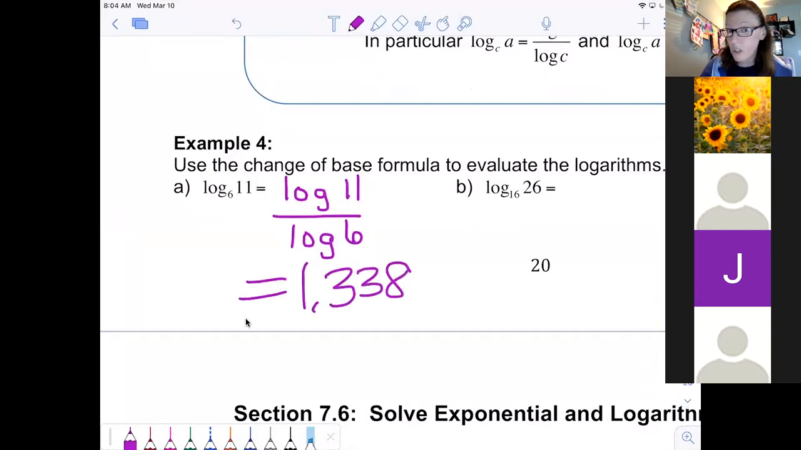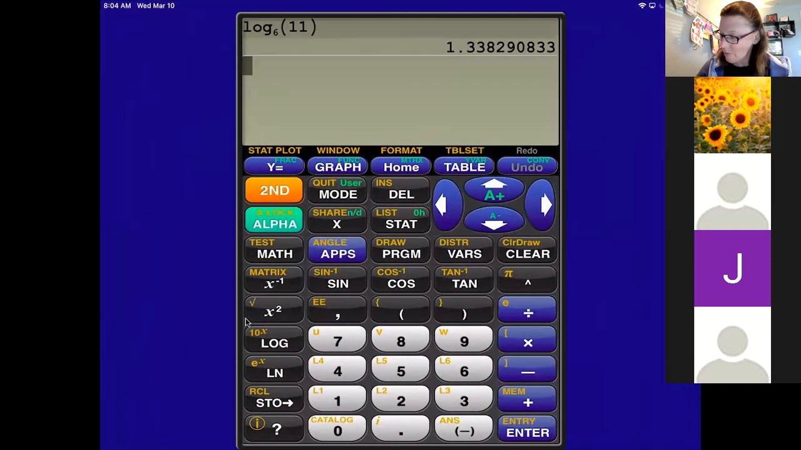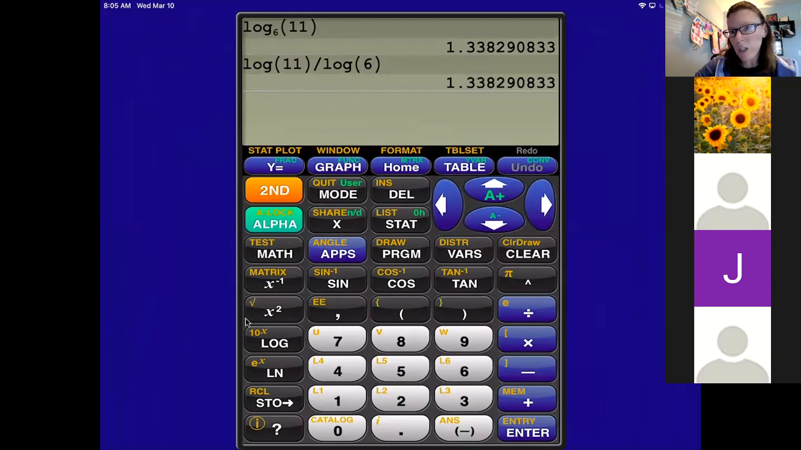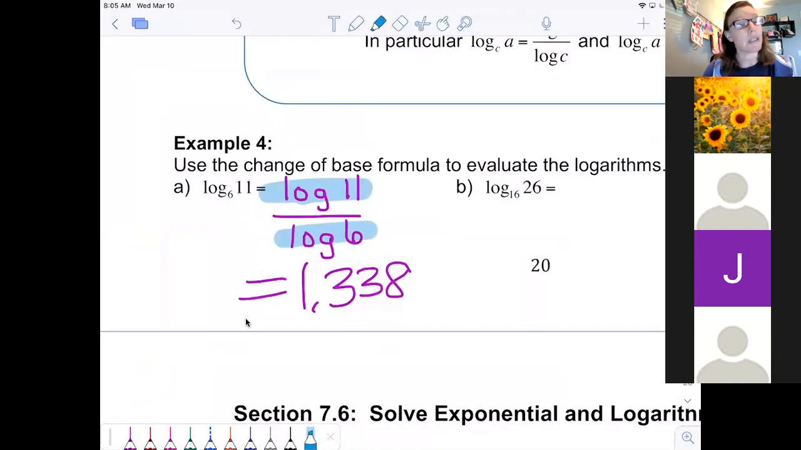What the calculator is doing to calculate that is it's taking the log of 11 divided by the log of 6. And I just want to show you how it truly does work. So if I just hit the regular old log button that we've been using, divided by the log of the base, I get 1.338. So it's called the change of base formula because you are making the base the common log, and you're taking the log of the big number divided by the log of the base. So we are going to end at that point.